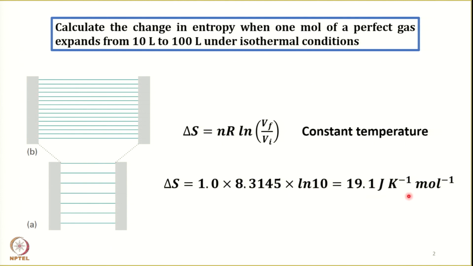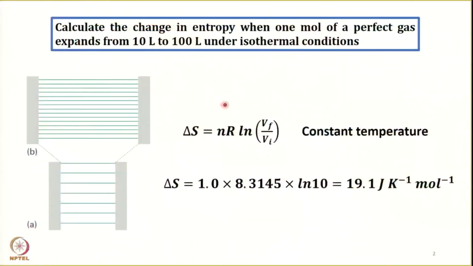Another thing worth noticing is that although we say under isothermal conditions, we have not given any temperature. That means if we carry out this expansion for a gas which is initially at 25 degrees centigrade, or 35 degrees centigrade, or 45 degrees centigrade, and then we allow the gas to expand by 10 times, will the result be different?